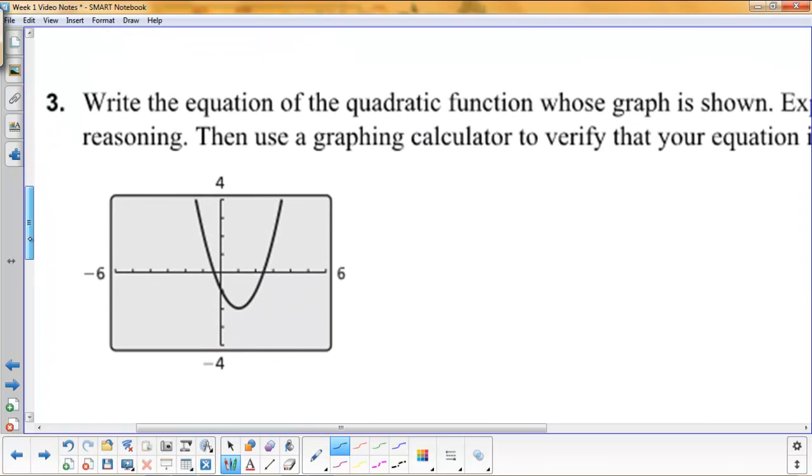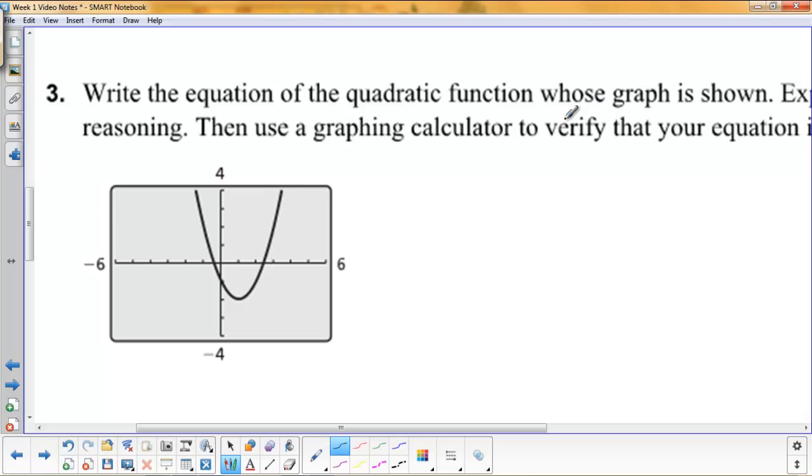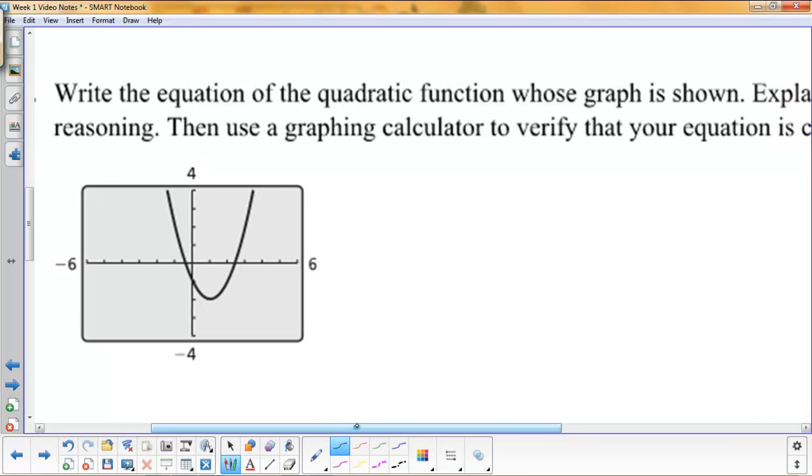What we're going to do now is write the equation of the quadratic function that is shown. We're going to explain how we got that by looking at the original parent function, which I will sketch onto the graph approximately like this. All right, based on that movement, we're going to decide what happens here.